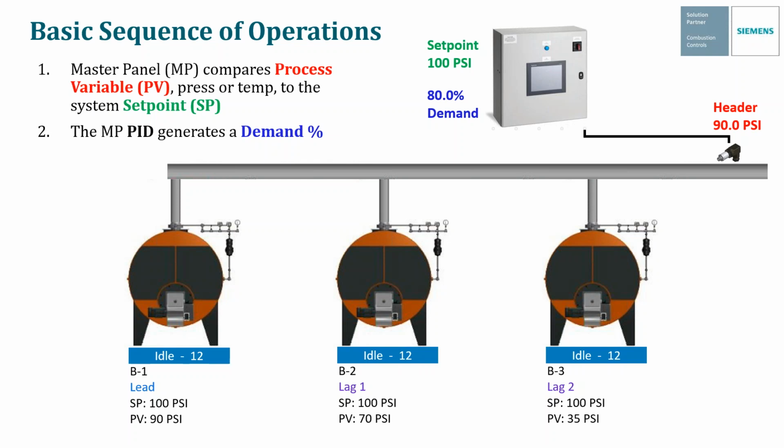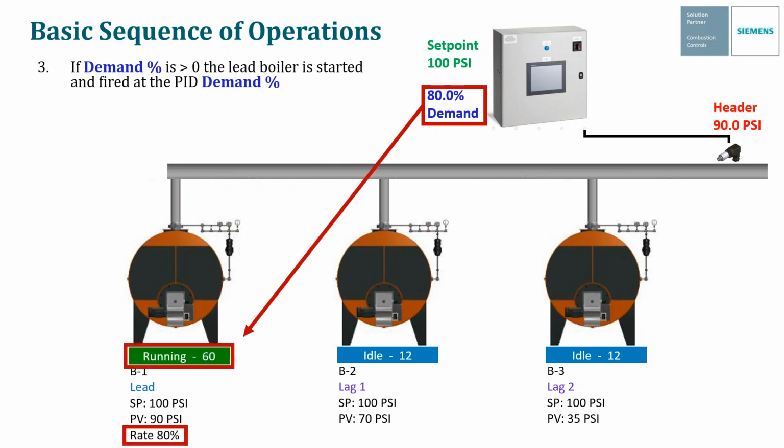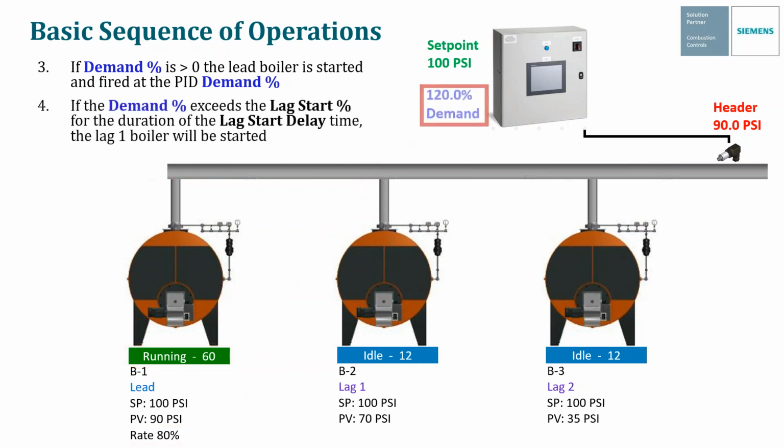Once the master panel has generated this demand number, if the demand number is greater than 0, the lead boiler is started and fired at the PID demand rate. So we'll see here that boiler 1 was turned on. It's now running. You can see it in the green bar there. And it's running at a rate of 80%.